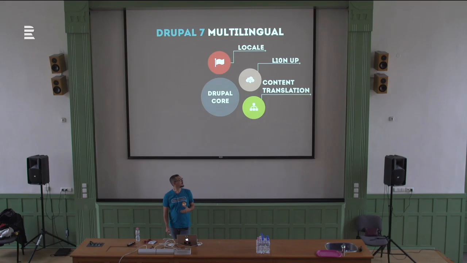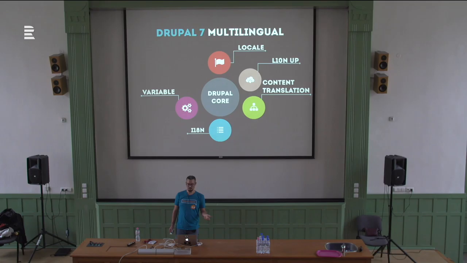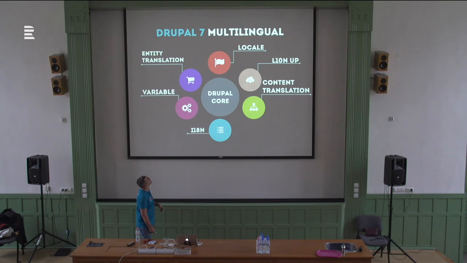And then this node may have taxonomies and you want to translate your taxonomies. So you need the i18n suite, which provides a module for i18n terms for translating your taxonomy terms. Then you want to translate your site name and your slogan, and you need the variable module for that. And if you are building a commerce website, you would need the entity translation for translating your products. The entity translation can translate your products, but not the titles, so you even need another module, which is the title module.